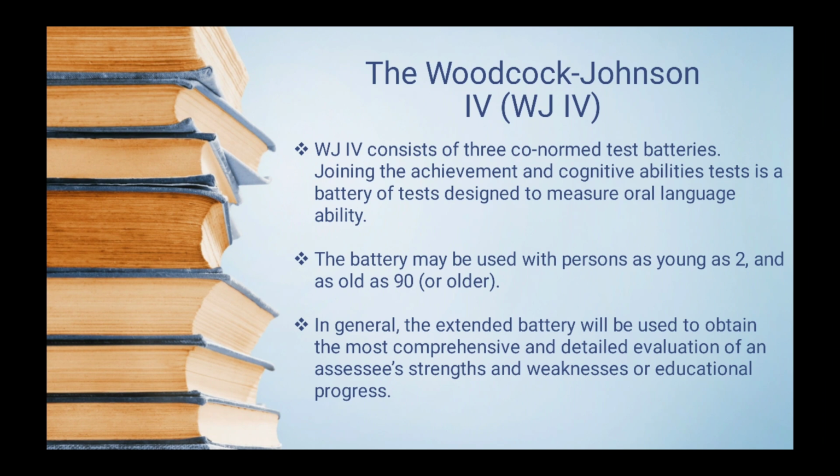Next, we have the Woodcock-Johnson 4 or the WJ4. WJ4 consists of 3 co-normed test batteries. Joining the Achievement and Cognitive Ability Tests is a battery of tests designed to measure oral language ability. For this test, the age range is as young as 2 years old up to as old as 90 years old or older.